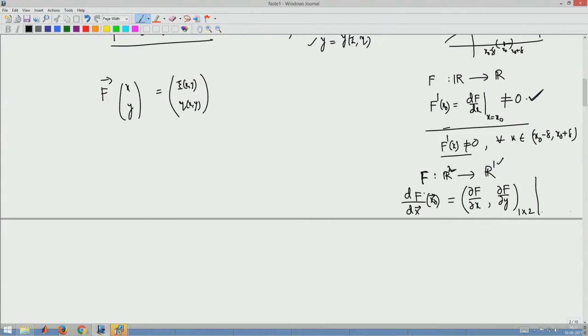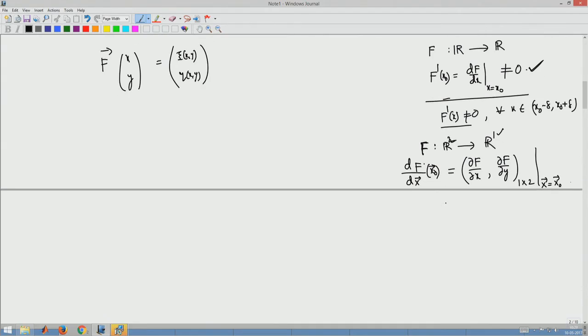So you consider x bar equal to x naught vector. The derivative is actually a linear operator. You may not know what a linear operator is, but you can think of it as a matrix, a 1 by 2 matrix. This is how you represent this derivative.